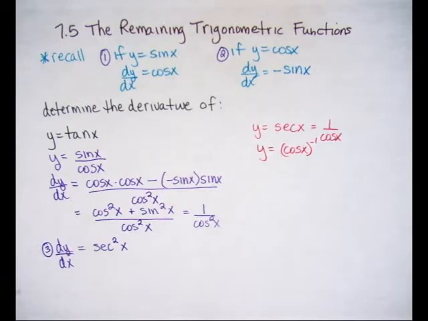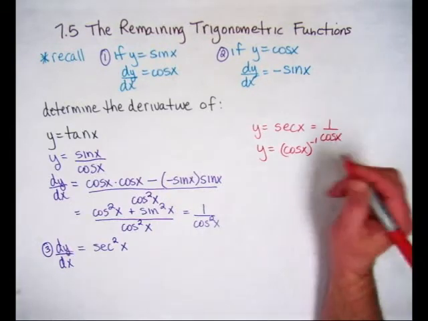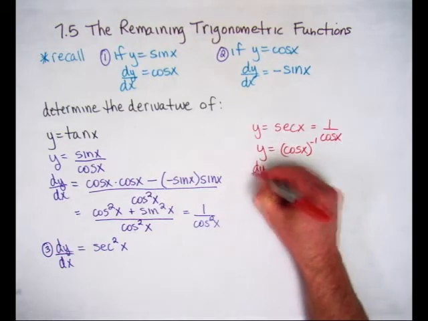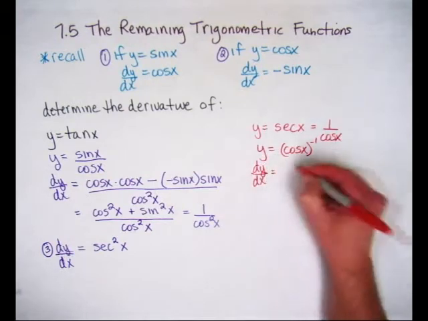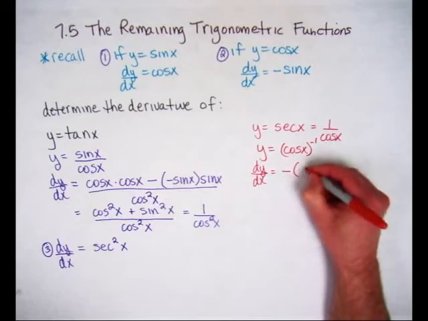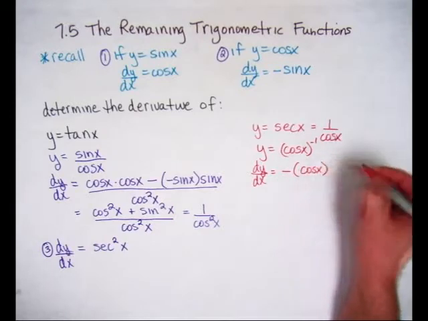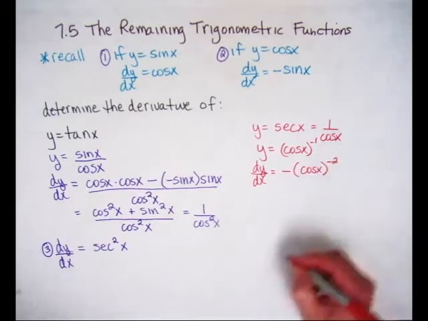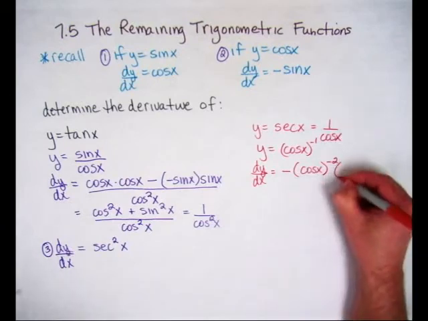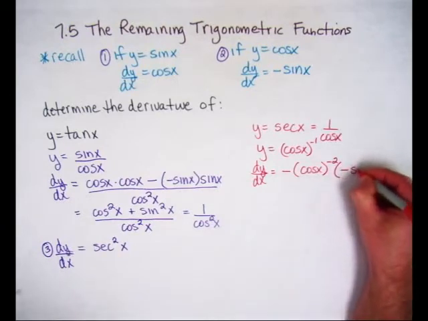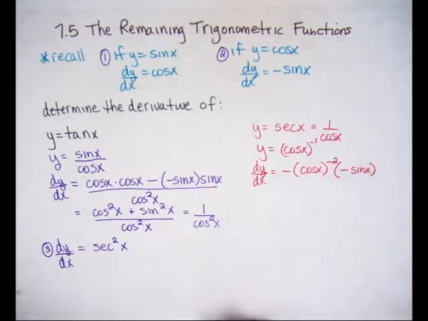So 1 over cos would be equivalent to cos to the negative 1. I can now use my extended power rule. So the derivative dy dx would be negative 1 times the bracket, which stays the same, subtract 1 from the exponent, times the derivative of what's inside the bracket, which would be negative sine x. And that would be your derivative of secant. But once again, it's possible to simplify that. That would be an awkward thing to try to remember.